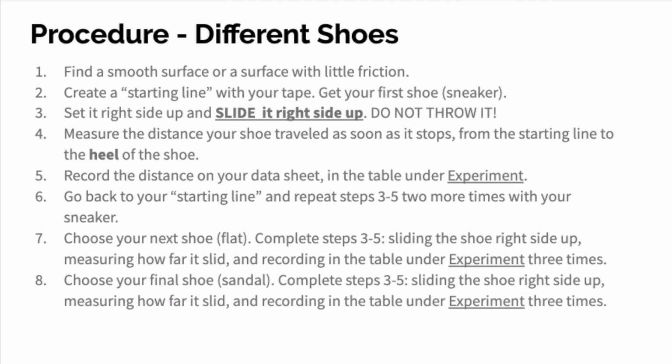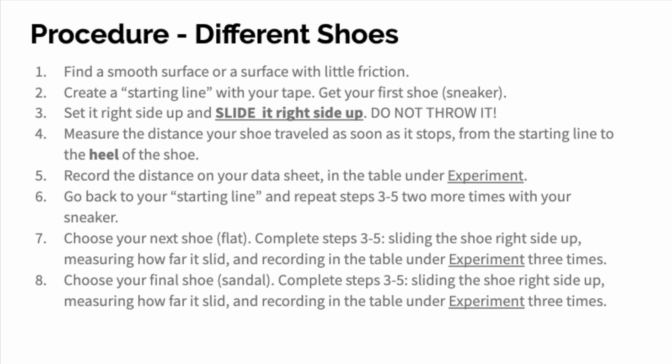If you plan on testing different types of shoes, here is the procedure to follow. 1. Find a smooth surface or a surface with little friction. 2. Create a starting line with your tape. Get your first shoe, maybe a sneaker. 3. Set it right side up and slide it right side up. Do not throw it. 4. Measure the distance your shoe traveled as soon as it stops, from the starting line to the heel of the shoe. 5. Record the distance on your data sheet in the table under Experiment.